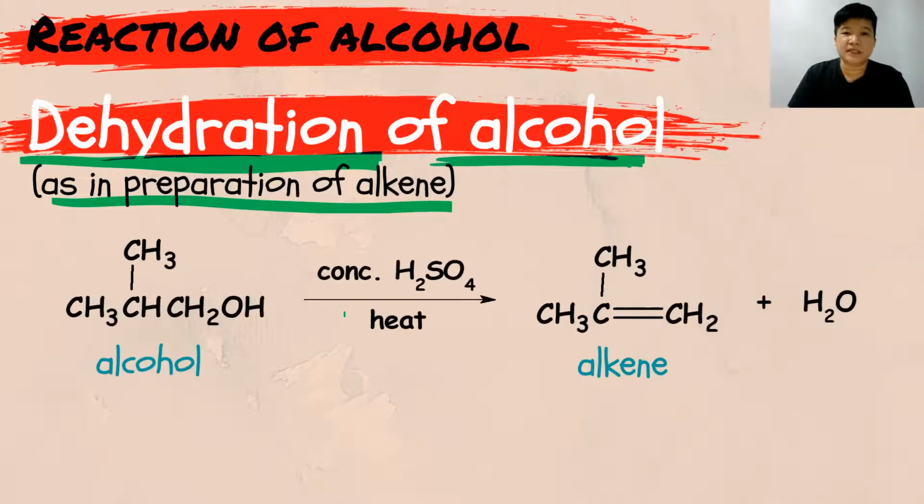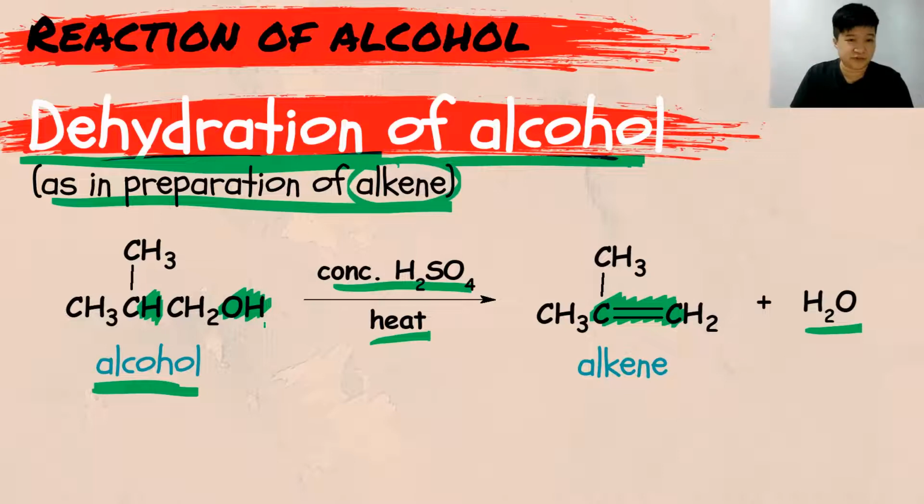And what happens in the dehydration of alcohol? You need the presence of your alcohol, undergo concentrated sulfuric acid and heat, and we remove the OH and also the neighboring H. Alright? And then you form a double bond between the neighboring carbons, and you remove water. We have learned this in your alkene, if you remember. If you don't, you can expand it.